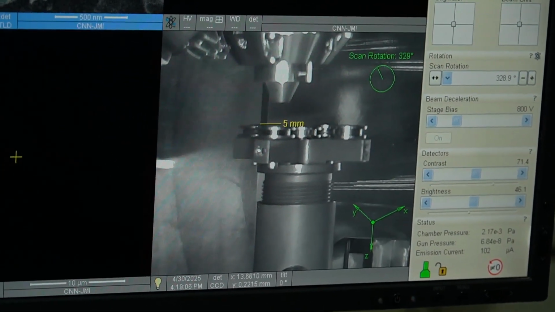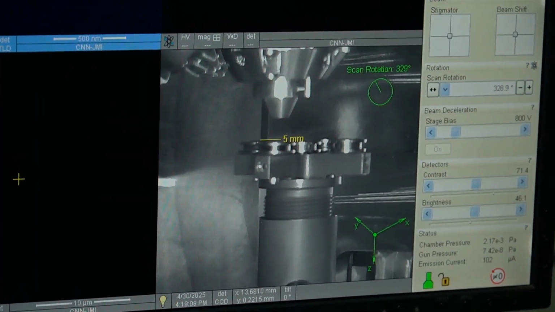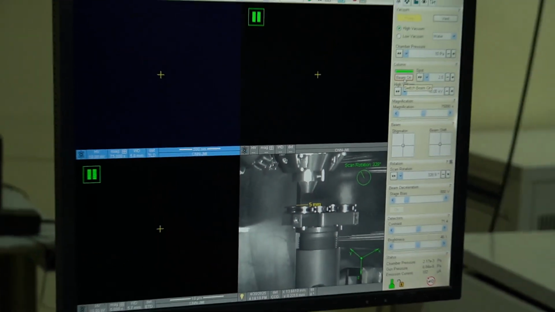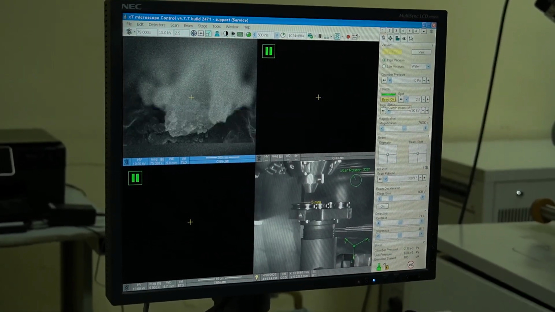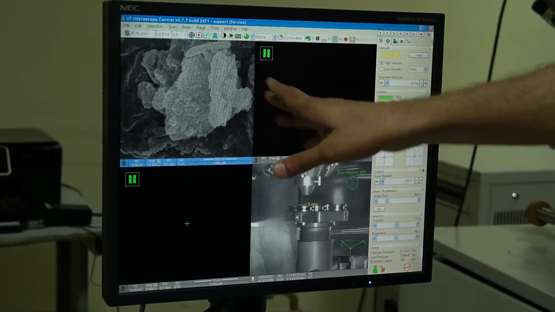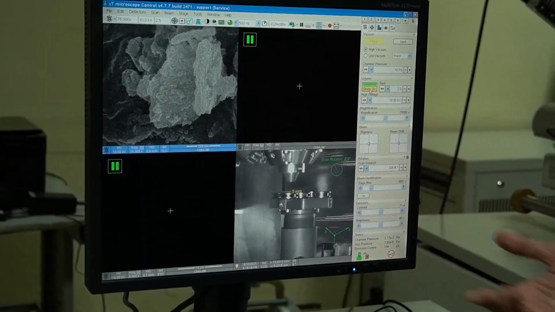So this is the pause button, like a phone interface. Currently the beam is off, so I have to start the beam first. Now it's a live scanning of whatever is deposited over the stub.